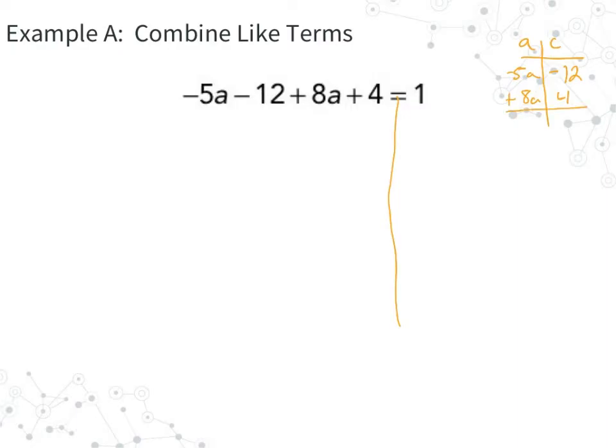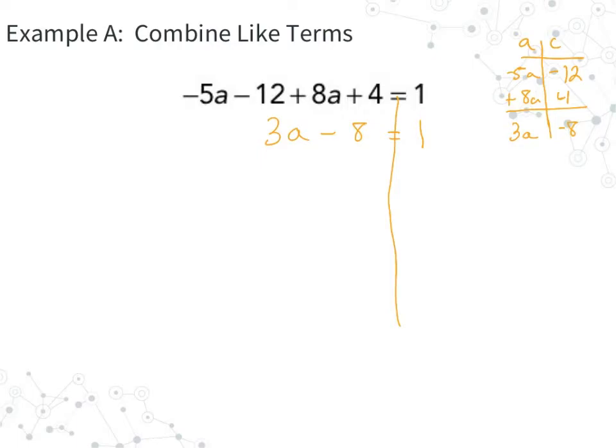Negative 5a plus 8a is going to give me 3a. Negative 12 plus 4 is going to give me negative 8. Again, use your calculator if you don't know your integer rules. Now that I've got it simplified, I'm going to go ahead and write it in. So I've got 3a minus 8 is going to equal 1. And as you notice, after I simplified, now I've just got a regular two-step equation. So I'm going to go ahead and solve that.